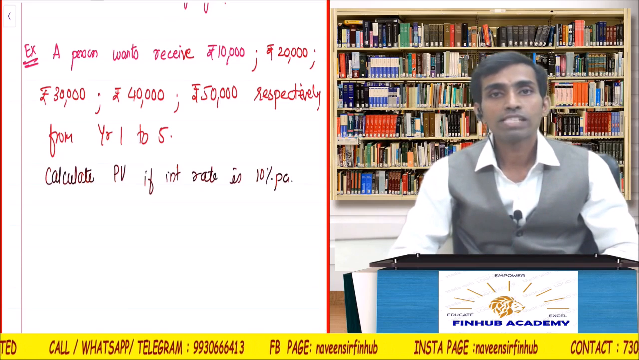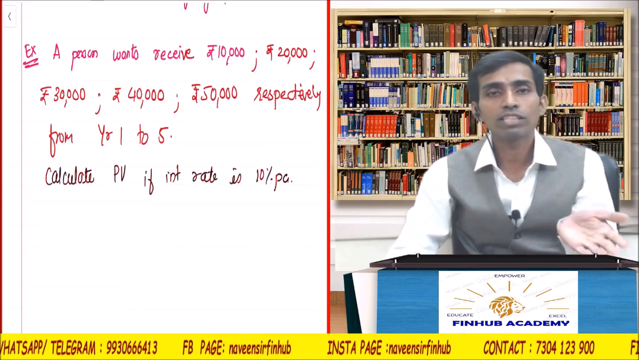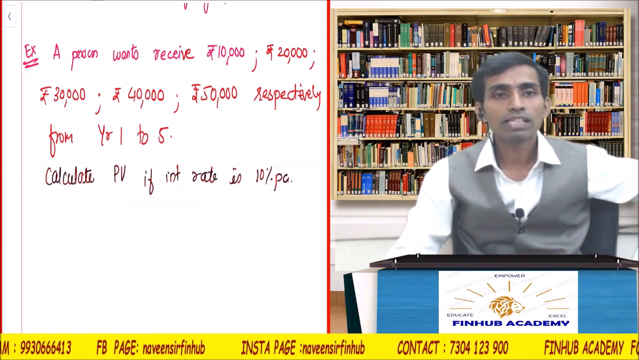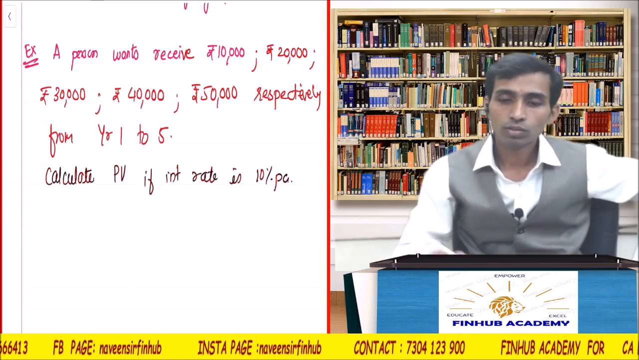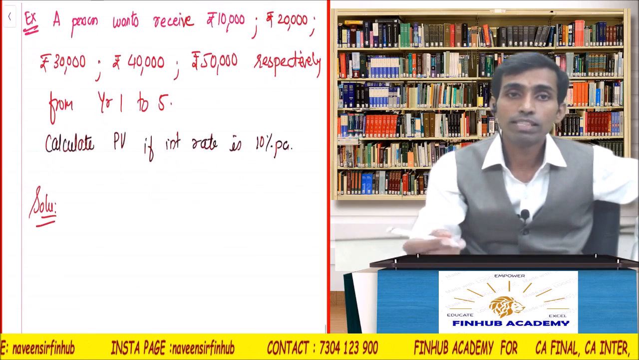A person wants to receive 10,000 at first year end, 20,000 second year end, 30,000 third year end, 40,000 fourth year end, 50,000 fifth year end. You can't apply the formula, correct? So the solution will be, we will have to make a table. No, there is no option.